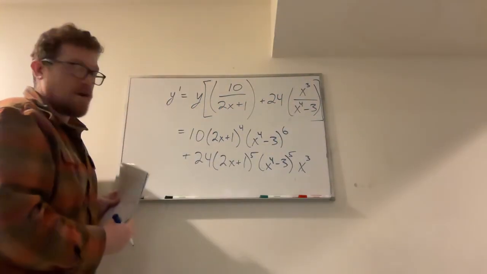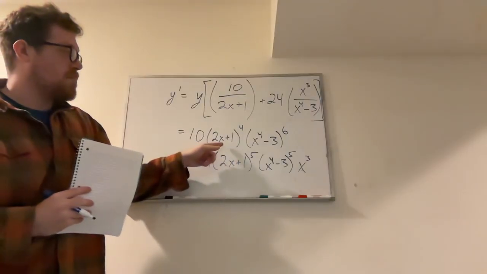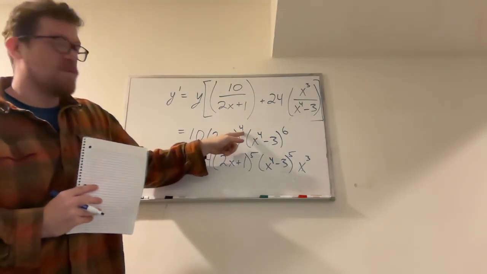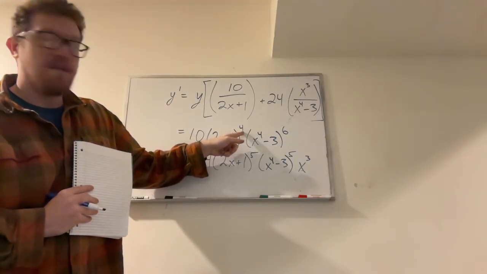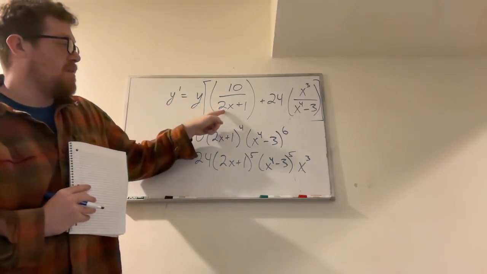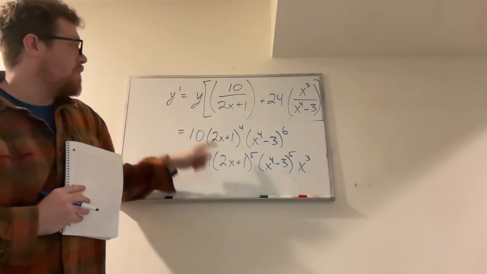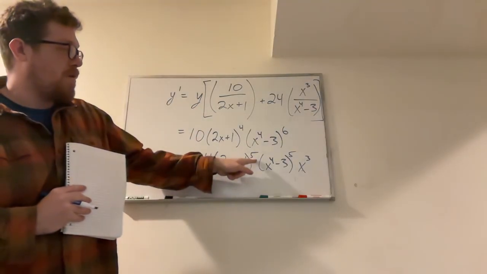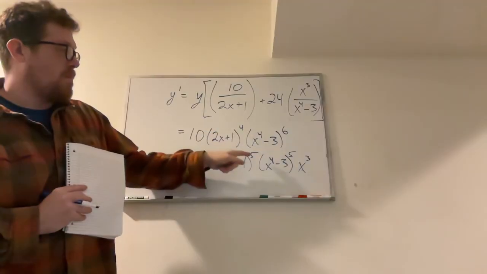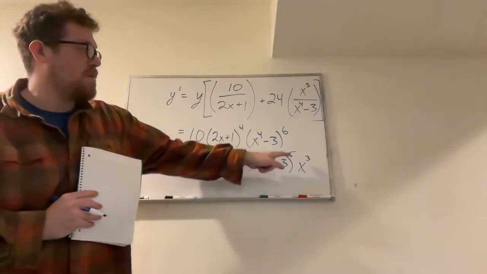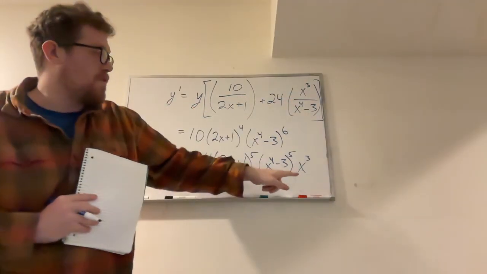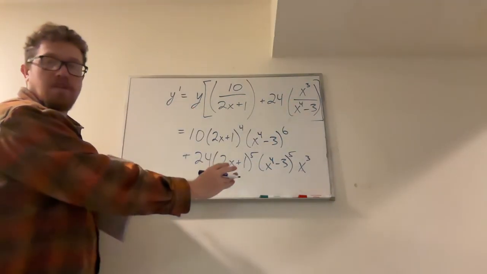It's a sum of two terms. We have 10 times 2x plus 1 to the 4th power times x to the 4th minus 3 to the 6th power. This was 1 less power than the y term, because we had to divide by this term once. And then we get something similar over here. It's plus 24 times 2x plus 1 to the 5th power, which is the normal one, and then times x to the 4th minus 3 to the 5th, which is 1 less than 6th. And then we have this x to the 3rd term that we pull up here. So now everything is in terms of x.